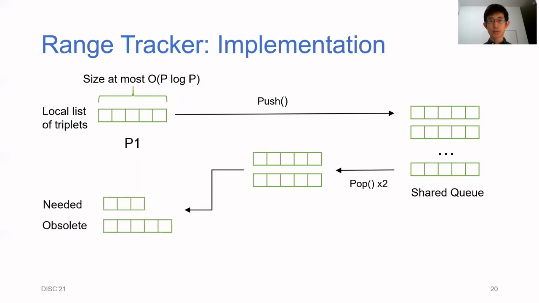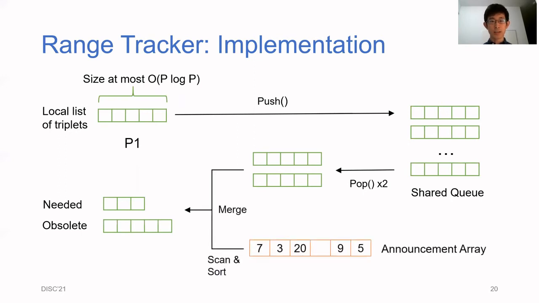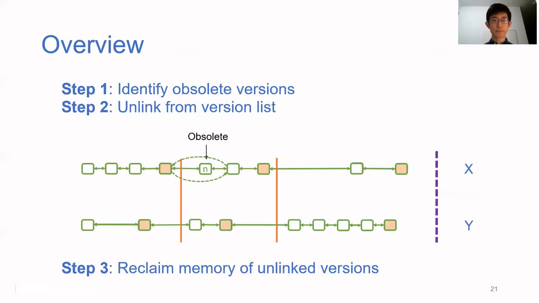Next, the process splits the two lists into needed and obsolete versions. As described in the previous slide, this is done by scanning the announcement array and merging it with the two lists. The obsolete versions are returned, and the rest are added back to the local list. So this is a high-level picture of how our range tracker is designed.